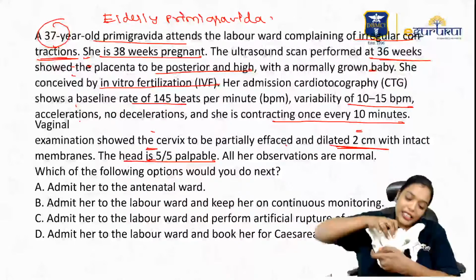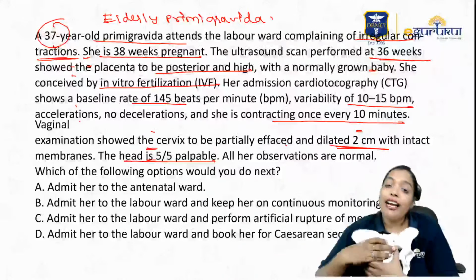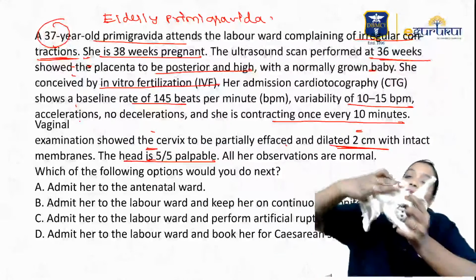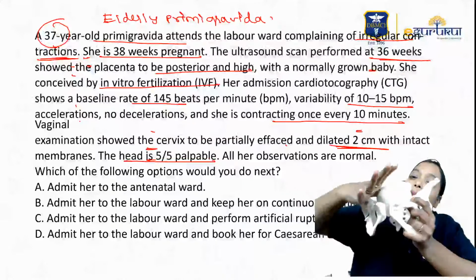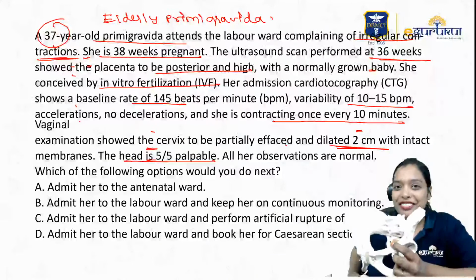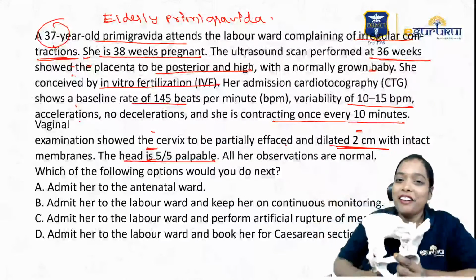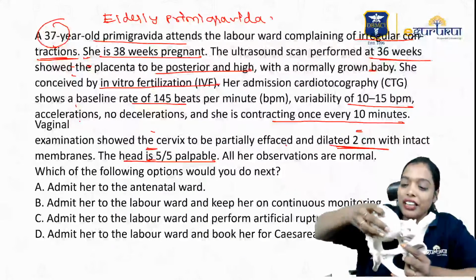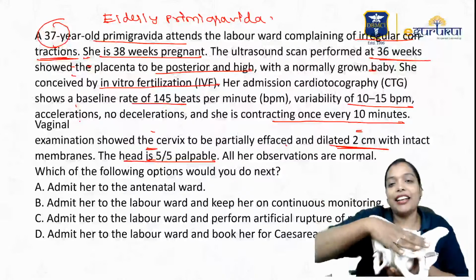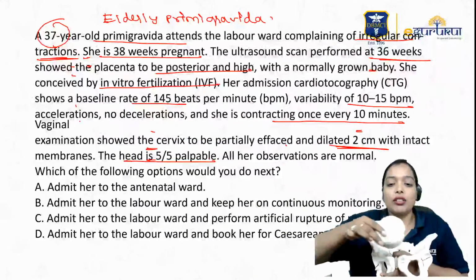If the head goes a little inside and only 4 fingers of mine are able to palpate the baby's head, I call it 4/5. If the baby's head goes further inside and only 3 fingers of mine can palpate the baby's head, 3/5. If it goes further inside and only 2 fingers are able to palpate, then it is 2/5. If you can't palpate the fetal head at all and the entire head has gone inside, then it is 0/5. Okay. So 5/5 means the entire head is outside.